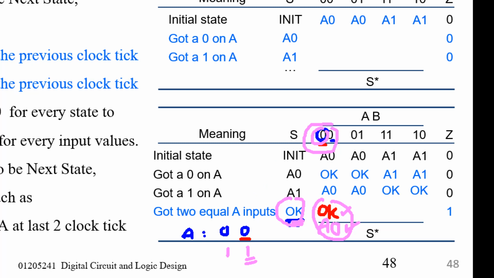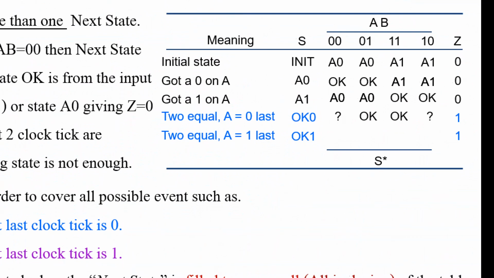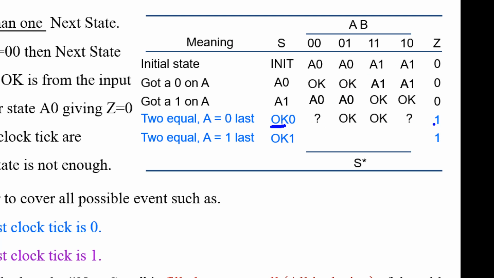The problem is this OK is maybe from A is 0, 0 or 1, 1, right? That means the way you defined OK is not sufficient to cover all conditions that give logic 1 output. In this case, you should define new states to show that the last value of A is 0 or 1, right? So in this case, I define OK0 and OK1. OK0 means the state that output Z is 1 and the last value of A is 0. And for OK1, the state that gives logic 1 output and the last value of A is 1.